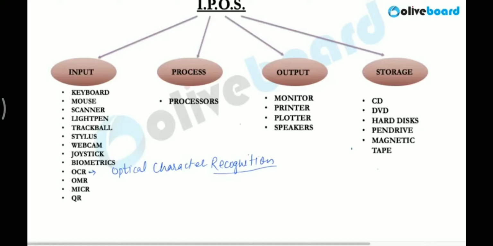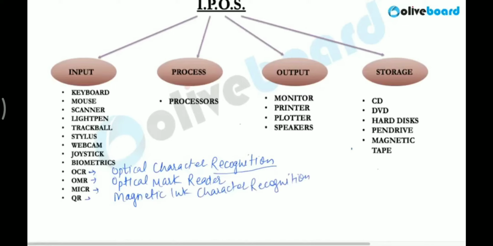The next thing is OMR. What is the full form of OMR? It is optical mark reader. For the OMR, it is reader, not recognition. The next point is MICR. MICR stands for magnetic ink character recognition. And finally, we have QR. QR stands for quick response code.